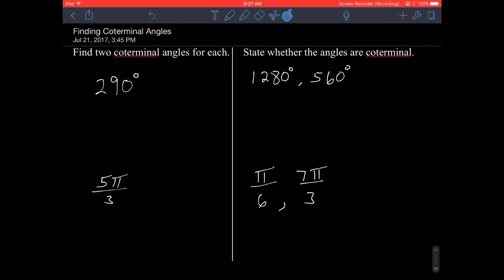Hello! Today we are going to be talking about coterminal angles. Coterminal angles are any two angles in the unit circle that share a terminal side.